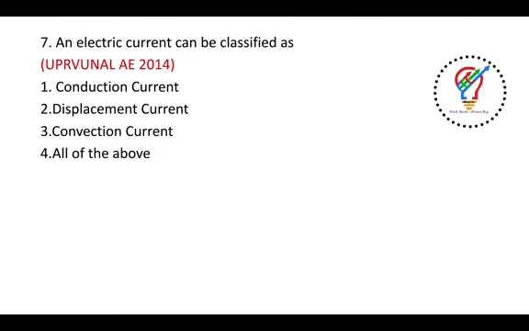Next one, an electric current can be classified as. This question was asked in the UPRVUNL AE 2014 paper. The classification of currents are conduction current, displacement current, and convection current. So current is classified into three categories. The conduction current is due to potential difference, and the convection current is due to temperature rise. You know about displacement current. So all of the above is the correct answer.